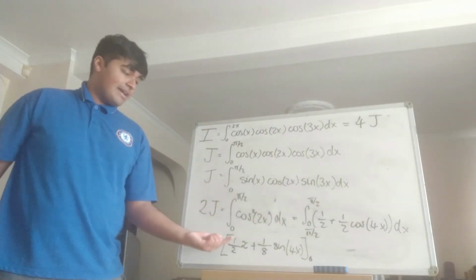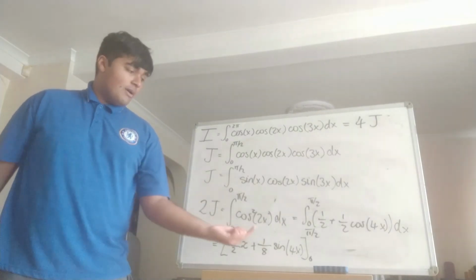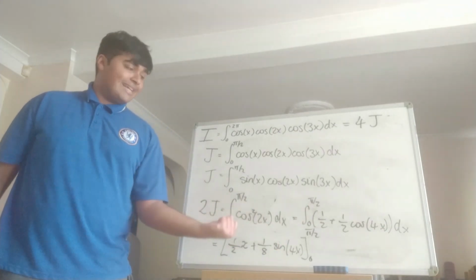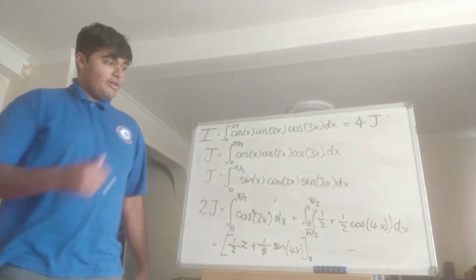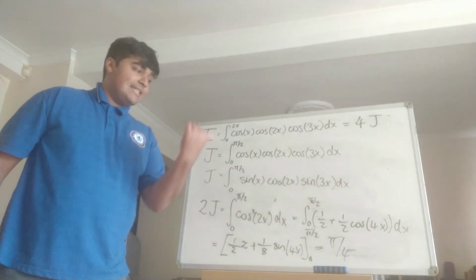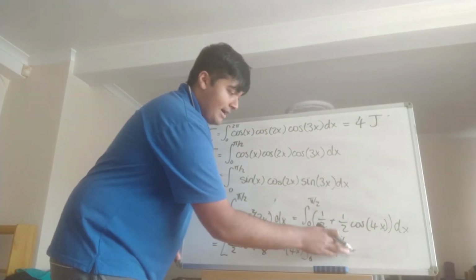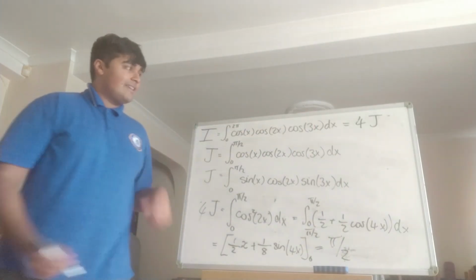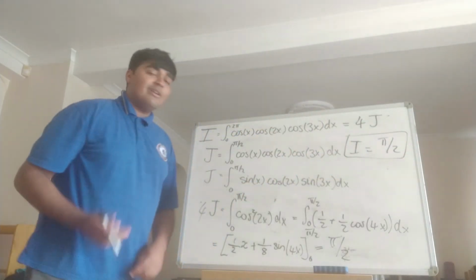When I plug in pi over 2, I get a half times pi over 2, which is just pi over 4. And then this sine term will actually evaluate out to 0 in both cases. So when x is pi over 2 and when x is 0, we're going to get 0. And obviously when we plug in x is 0 into half x, we're going to get 0. So all in all, this is just pi over 4. So we get that 2j is equal to pi over 4. So then that means that 4j must be equal to pi over 2. So if 4j equals pi over 2 and I equals 4j, we then get that I must be equal to pi over 2, like so, and we're done.